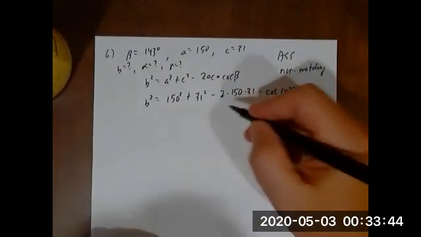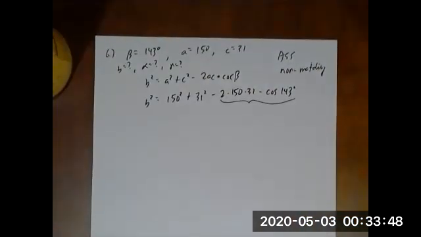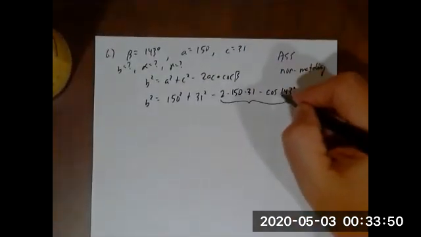Now, usually when students mess up on this kind of problem, it's order of operations. They don't do the math correctly. We have to first go ahead and figure this out right here. Multiply 2 times 150 times 31 times this cosine. You do that all first.